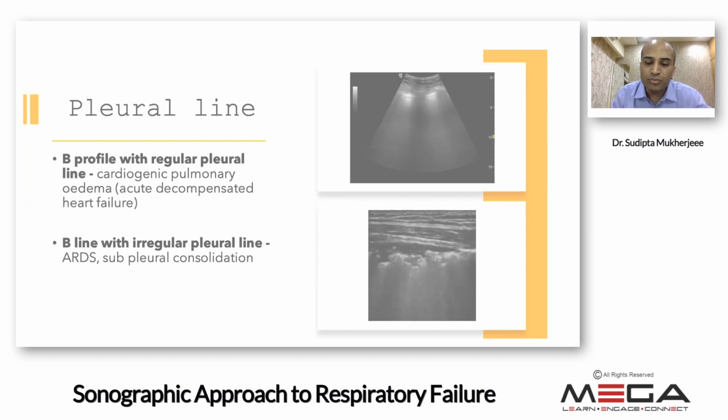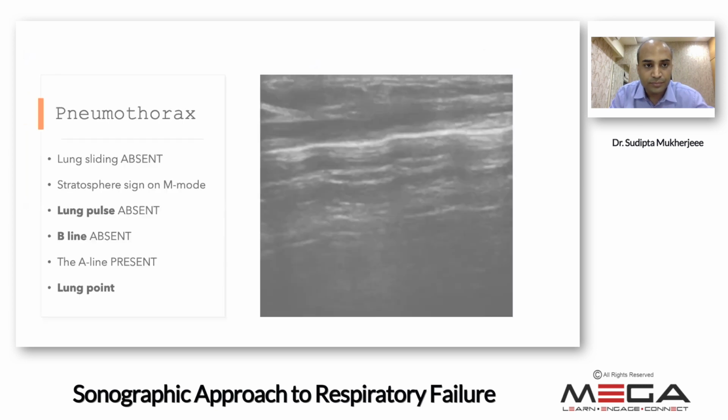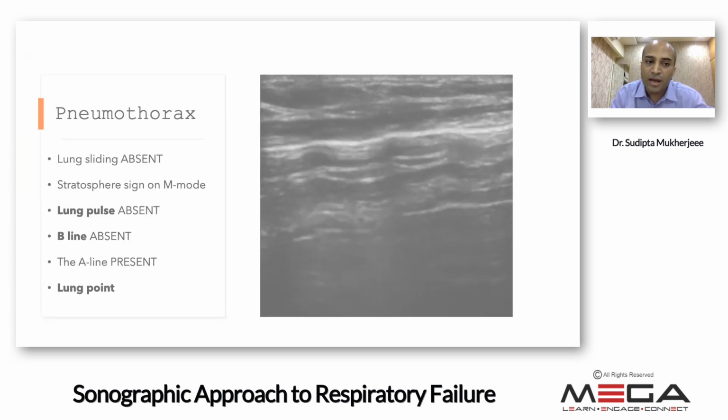But some drawbacks also we need to remember. As we have learned, a B profile with a regular pleural line indicates a cardiogenic pulmonary edema. B lines with an irregular pleural line indicate ARDS or subpleural consolidation and underlying lung pathology. But what happens if we get a profile with an irregular pleural line? We do not know the clinical significance in critical care. Another thing that can happen in this patient is pneumothorax.